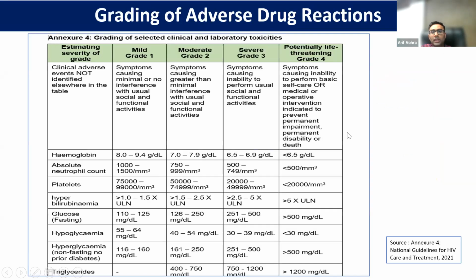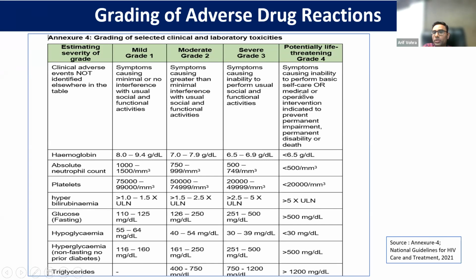Okay. So here is the grading of adverse drug reaction: mild, moderate, severe, and potentially life-threatening. It is given in Annexure 4 of the 2021 guideline. Here is just a snap I had taken. There is a long list of the classification. In general, what we call mild is any symptom which causes minimal or no interference with usual social and functional activity. Any reaction causing more than minimal interference with social and functional activity will be classified as moderate. Any symptom which makes the child unable to perform the usual social and functional activity will be classified as severe.